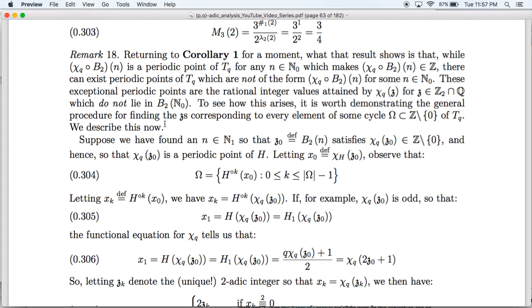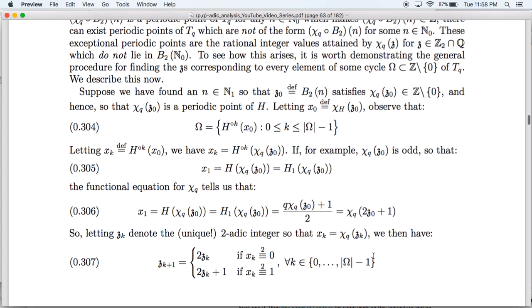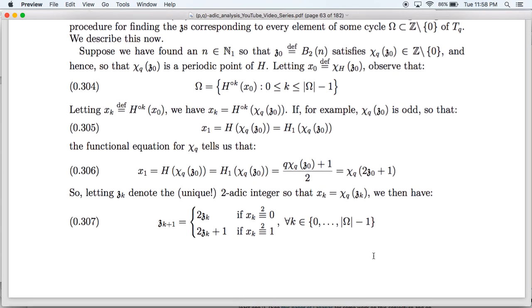If, for example, chi-q of z0 is odd, so that x1 is equal to h1 of chi-q of z0, the functional equation for chi-q then tells us that x1 is this, which by using the functional equation for chi-q, we can pass the transformation on the outside to a transformation on the inside. In general, then this tells us that x1 is going to be the image of chi-q at this 2-adic integer, and this is necessarily the unique 2-adic integer with this property.